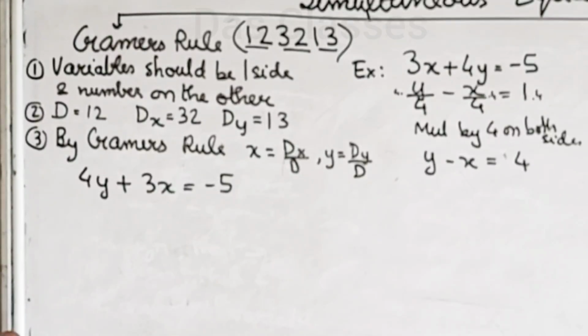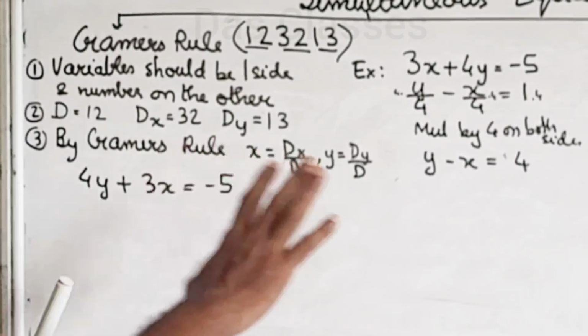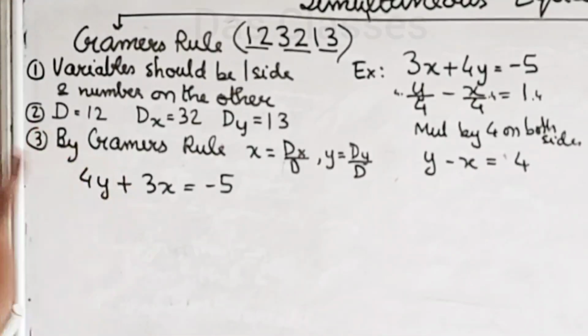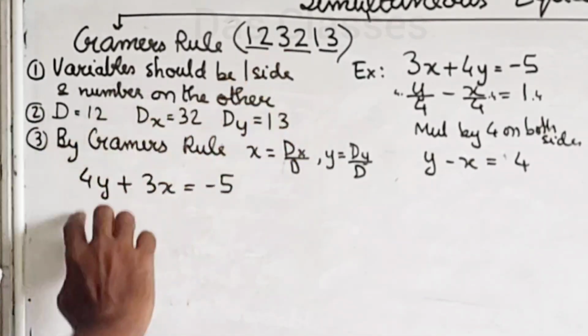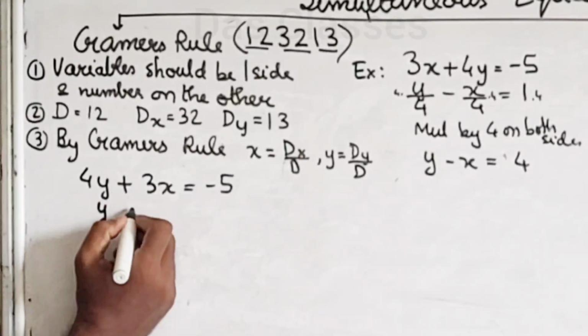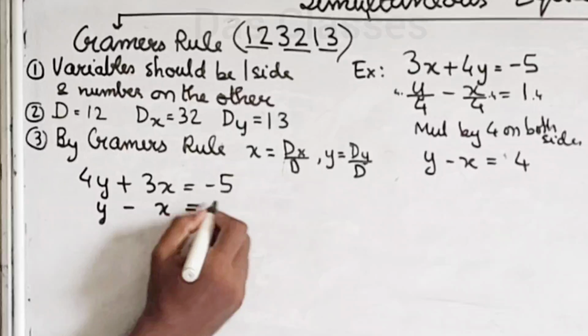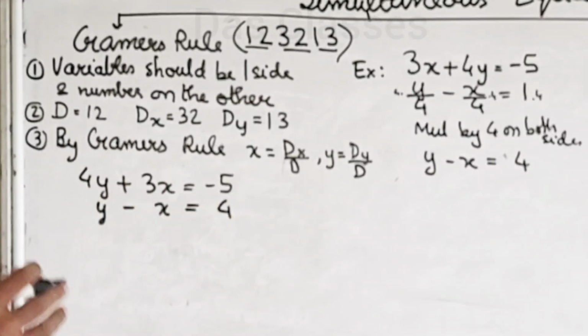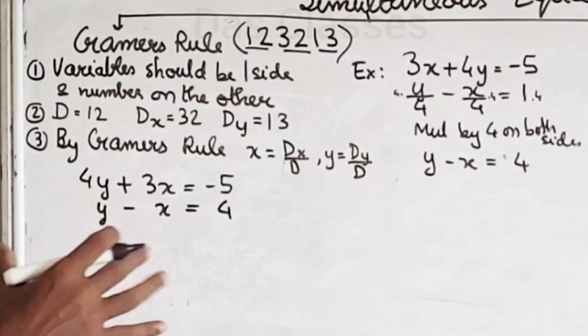So what we'll do is, better we'll keep it in this form only, y minus x, so that you don't get confused about changing signs, and just write y first and x later. And this second one is y minus x is equal to 4. So these are your two equations that we need to solve.